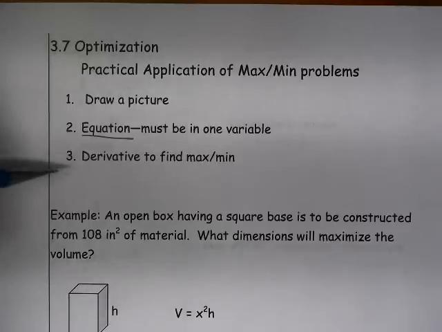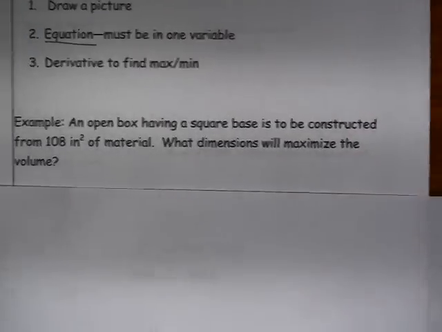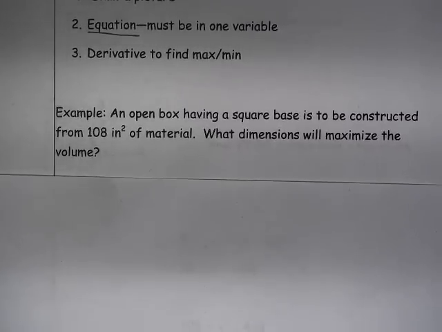And then we're going to take the derivative, the first derivative, to find possible relative extrema, and then we'll use oftentimes the second derivative test to make sure that what we have is either a minimum or maximum depending on what we're actually trying to find. So a typical example is trying to maximize the volume of a certain container given a fixed amount of surface area. So here we have an open box with a square base, and we're going to use 108 square inches of material, and we want to think about what dimension will maximize the volume.